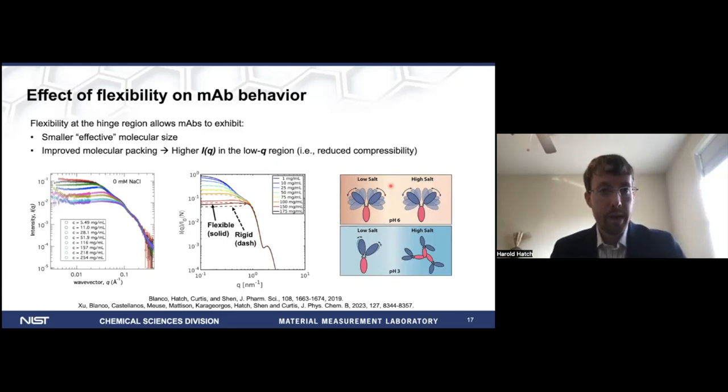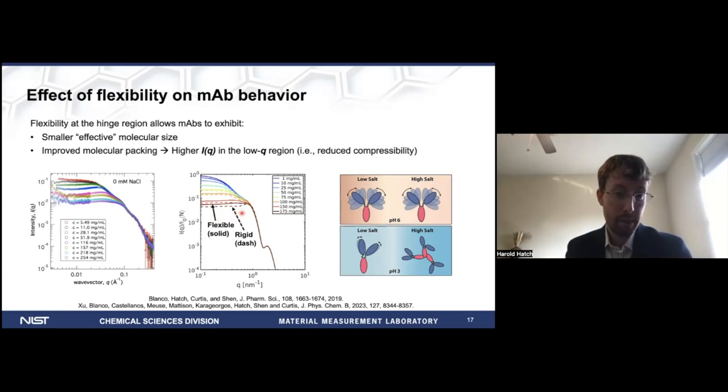We can also look at the effect of making these models flexible. So this is, again, the scattering intensity. The solid lines are the fully flexible models, and the dashed lines are the rigid models. And we see the scattering intensity is higher, again, because the flexible models are able to pack better, and that increases the scattering intensity, and they have a smaller effective size.